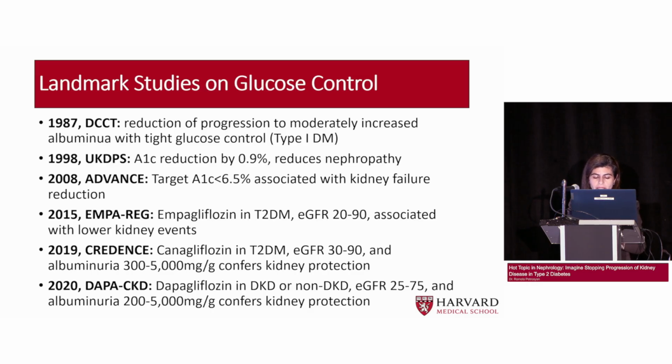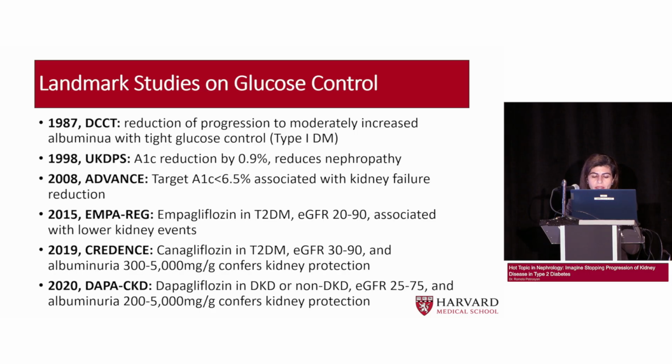And when we look at the studies on glucose control, when looking to improve population health, there have really been several landmark studies that have come through in terms of managing diabetic kidney disease. When we look at 1987, the Diabetes Control and Complications Trial, the DCCT, there was a remarkable reduction from normal albuminuria to moderately increased albuminuria and microvascular complications, specifically retinopathy, when the study looked at patients who had tight glycemic control. So retinopathy was improved and albuminuria was improved.